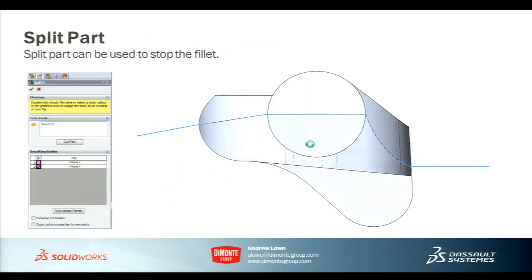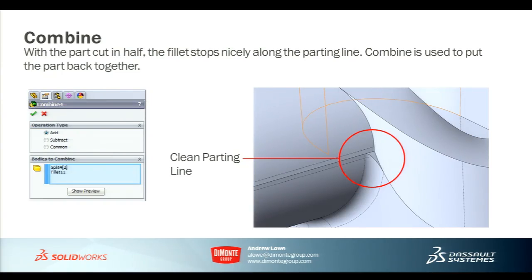So to recap, we can use split part to stop fillets anywhere on our model. It doesn't necessarily have to be to model a clean parting line. If we need to have a fillet abruptly stop somewhere, split the part, add the fillet, and then use the combine tool to put the two halves back together. Here we use the combine, and we have a nice clean parting line.